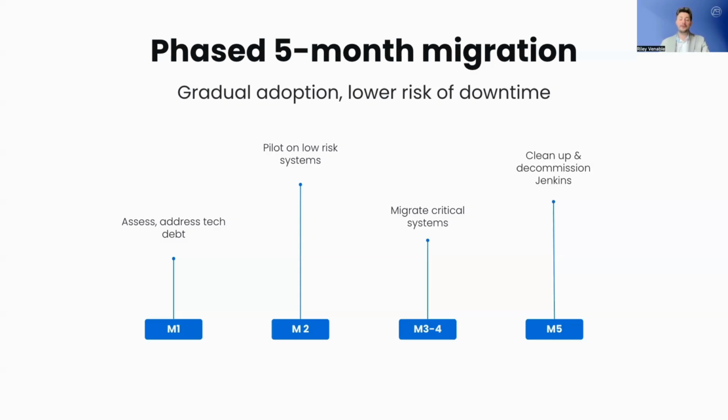Every wave followed the same pattern. Migrate the repo, convert the pipeline, validate everything worked completely, then move to the next one. We kept parallel systems running the entire time. The result was 0 downtime during the entire migration.